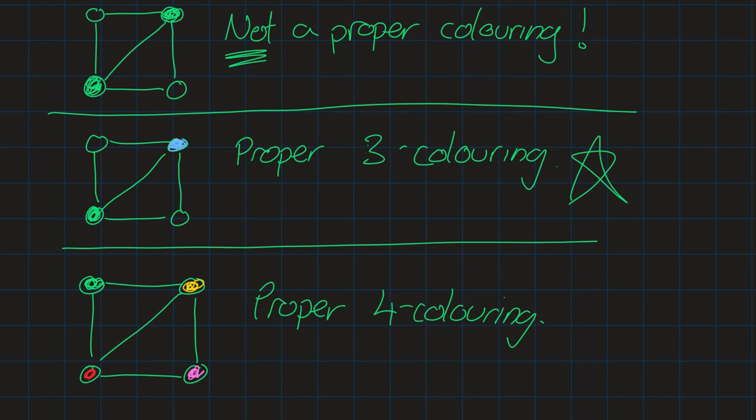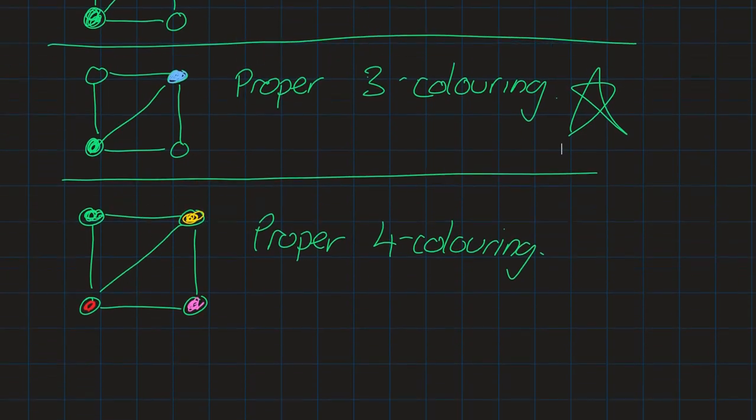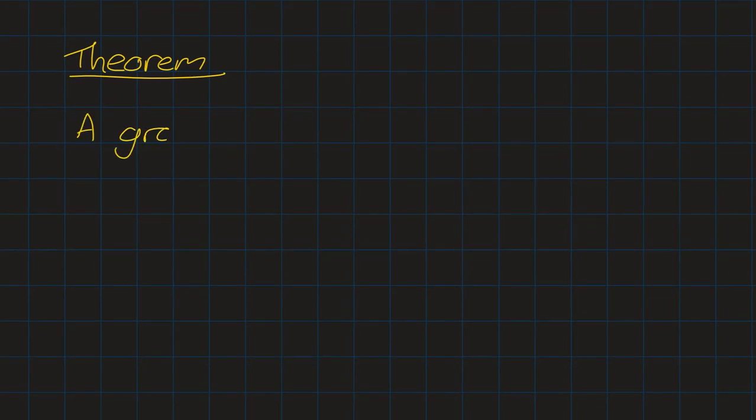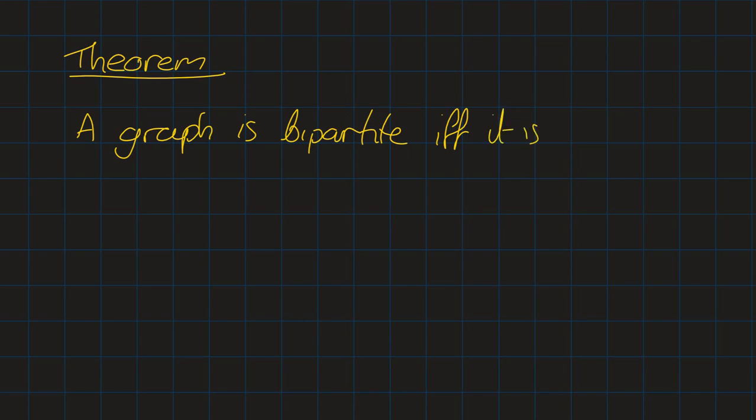We're going to be thinking about colourings for the next couple of classes, and they have applications in lots of different areas. The first application I want to tell you about is to bipartite graphs. So let me state this as a theorem. The theorem simply says a graph is bipartite if and only if it is two colourable. So this means that it's possible to properly colour it with two colours.